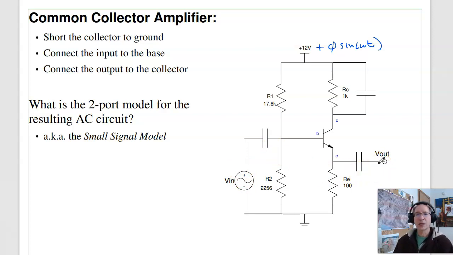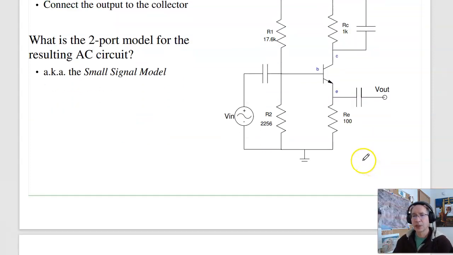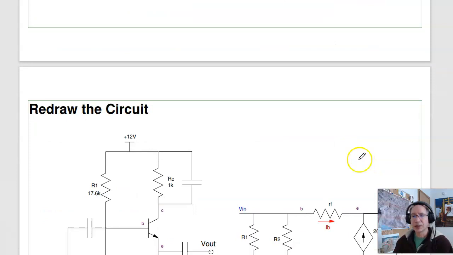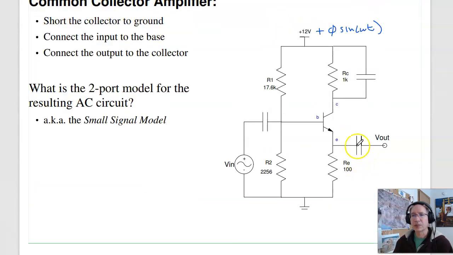What's the corresponding two-port model? Well, again, the first step, let's do it this way, is to replace this with its small signal model. That'll be RF. And over here is your beta IB.